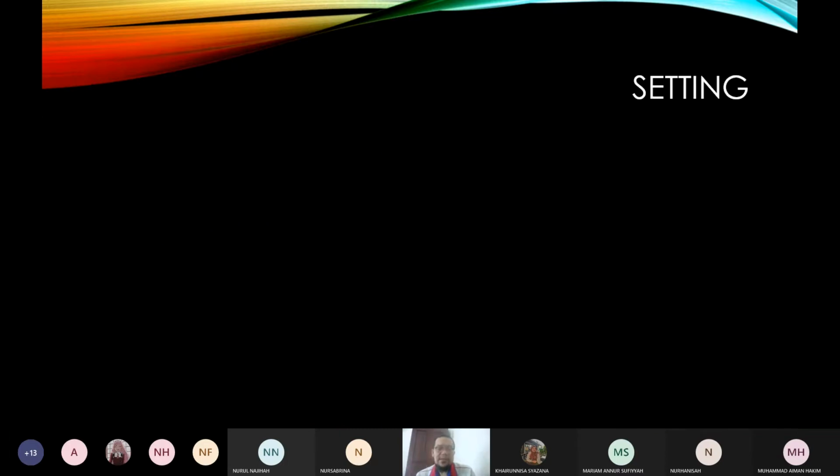Okay, pertama kita tengok setting. Setting tu apa dalam short story? So setting ni ada 3 benda yang you kena tengok ya. Dan bukan semua benda tu wujud dalam short story, tapi dia sama ada, right? What is the focus of the short story? It depends on the short story.